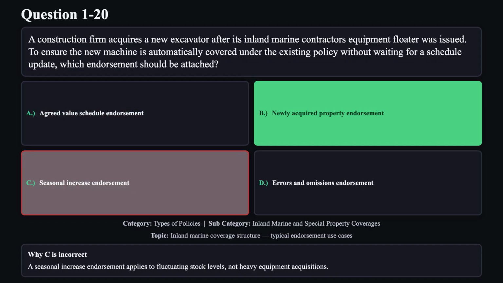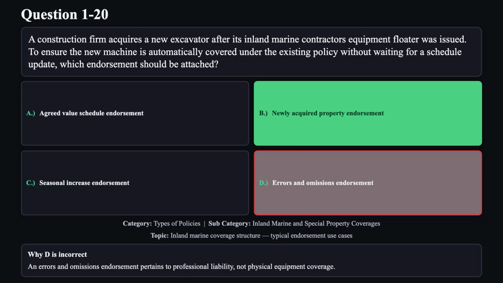Reason C is not correct. A seasonal increase endorsement applies to fluctuating stock levels, not heavy equipment acquisitions. Reason D is not correct. An errors and omissions endorsement pertains to professional liability, not physical equipment coverage.